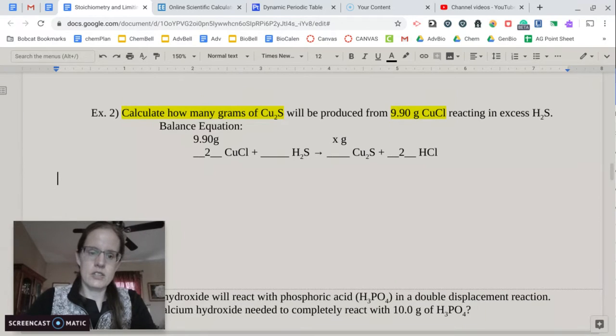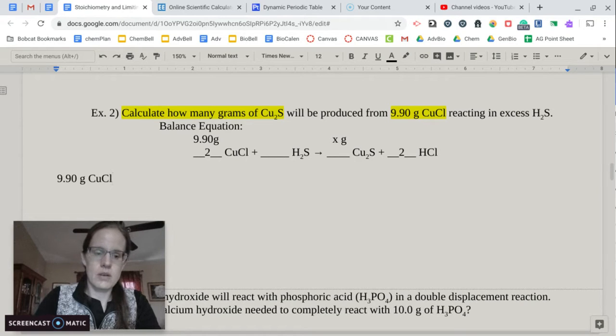All right, so now I can start my problem. I'm going to put the 9.90 grams CuCl on top, and my 1 on the bottom.